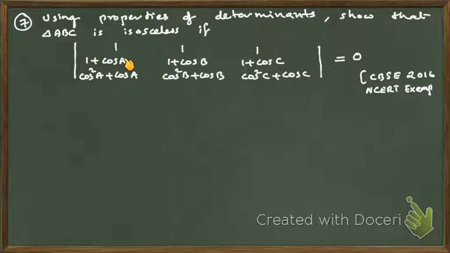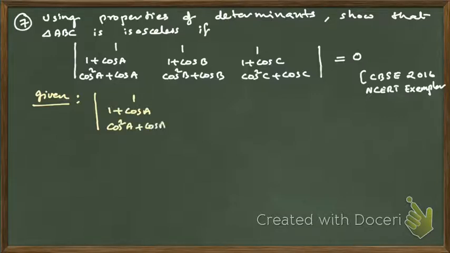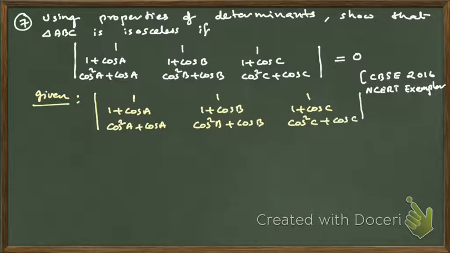So which means we know that capital A, capital B and capital C are the angles of a triangle. You need to prove that it's going to be an isosceles triangle. I need to prove that two of these angles are going to be equal. Okay, so it's not a determinant proof question. It's not that I start from LHS and try to prove that it is going to be equal to 0. It's given to you that this determinant is equal to 0. So I need to copy the entire equation given that this determinant is equal to 0.